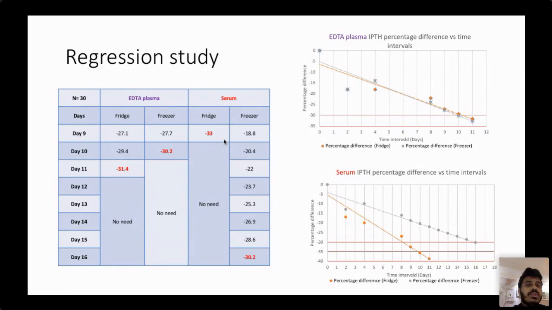So actually, I did not do it for the room temperature because all values exceeded the total allowable error at day 8. But here for EDTA plasma, for the fridge condition, you can see the percent change exceeded the total allowable error at day 11, while in freezer it exceeded the total allowable error at day 10. For the serum, it exceeded the total allowable error when using fridge condition as a storage at day 9. But for the freezer, it exceeded the total allowable error at day 16.